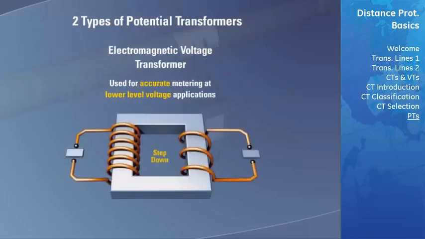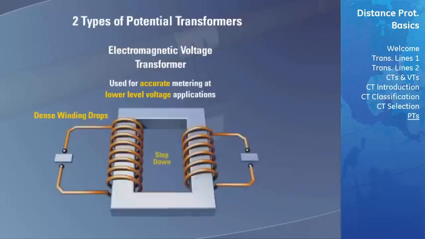Electromagnetic voltage transformers have dense winding drops designed to accurately scale down the voltage and make sure the ratio is consistent for all variations in the input voltage. Due to the small amount of voltage drops per winding, the electromagnetic voltage transformers will increase in size as the rated primary voltage also increases. Likewise, the cost of electromagnetic voltage transformers tends to increase at a disproportionate rate to the primary voltage rating.